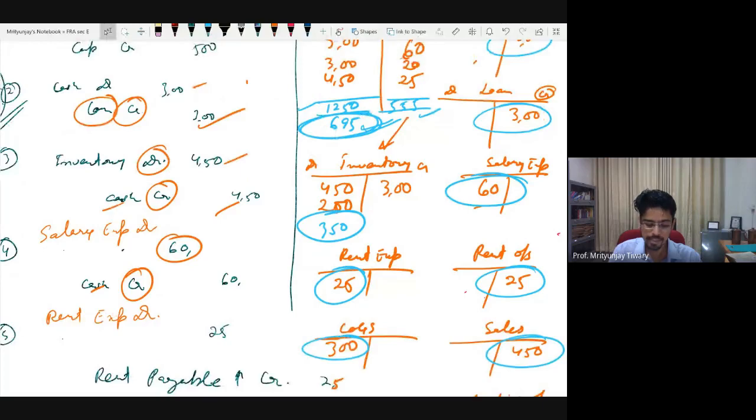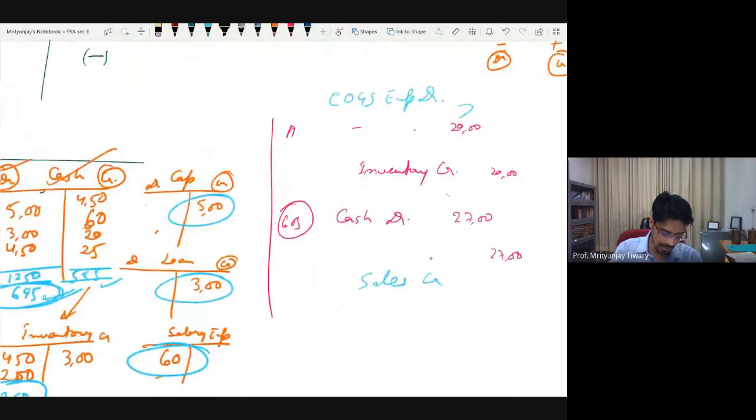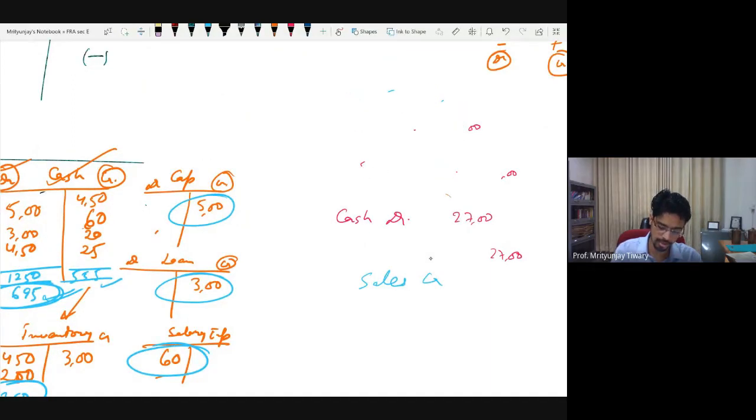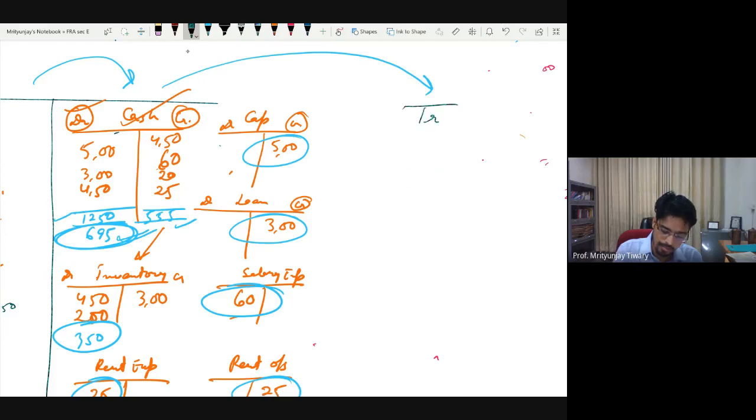Okay. Now we'll move to the next step, that is summary of even these summaries. That is called preparation of another statement called a trial balance. So as I said, step number 3 was summary of journals. Step number 4 will be further summary of this summary, which is called preparation of a statement called trial balance. We'll prepare a trial balance.